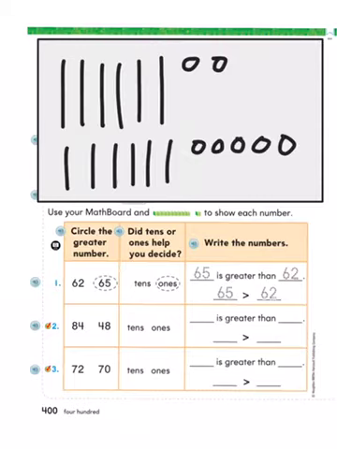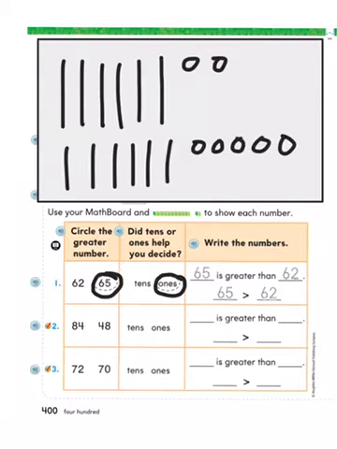Now, just looking at that, I can see that they both have the same number of tens. So looking at the number of tens doesn't really help me decide which is greater. When I look at the ones, that does help me decide. I know that 5 ones is greater than 2 ones. So when I look down here, I'm going to circle the 65 is greater than 62. Now the tens didn't help me decide that. The ones helped me decide that. So that's why I'm going to circle the ones.